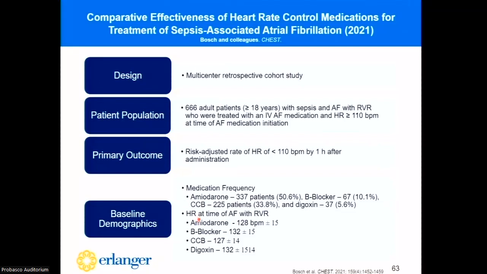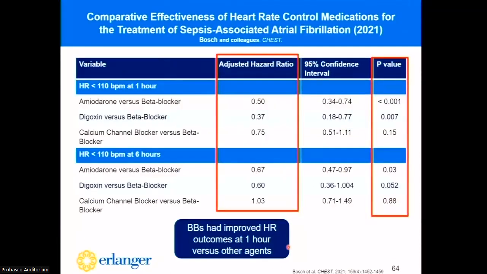Here, relatively similar heart rate at time of AFib with RVR, with some slight changes. So ultimately here, in comparing all of these agents versus a beta blocker at their adjusted hazard ratio of achieving their target heart rate at 1 hour, we see superiority again of beta blockers with improved heart rate outcomes compared to all of these other agents. These were statistically significant differences for beta blockers versus amiodarone and beta blockers versus digoxin. We also saw the same effect for amiodarone and digoxin compared to beta blockers at 6 hours, but we start to see this difference go away for calcium channel blockers at 6 hours.